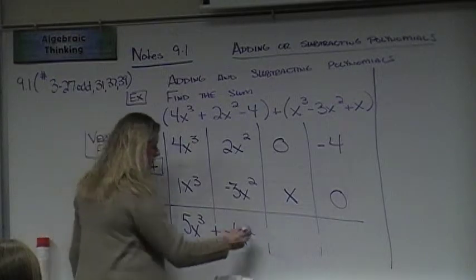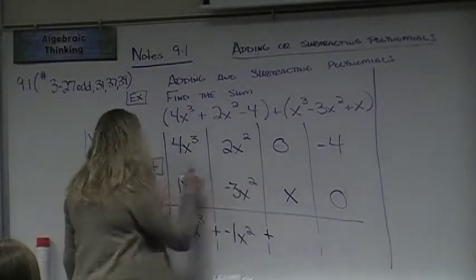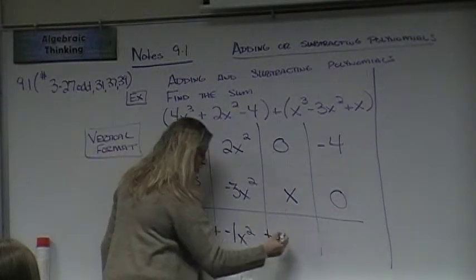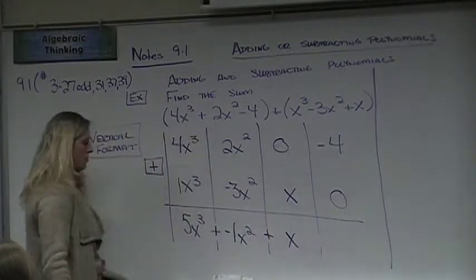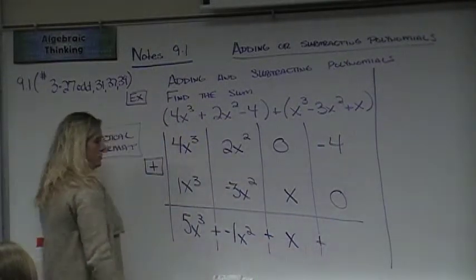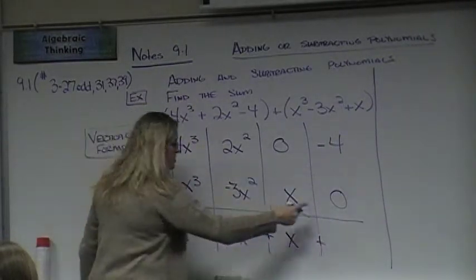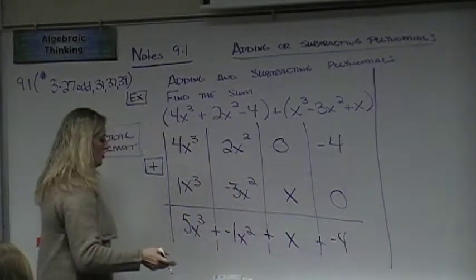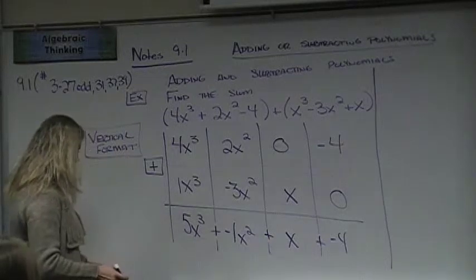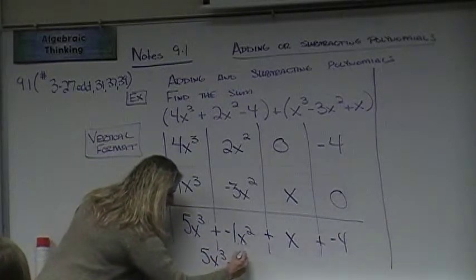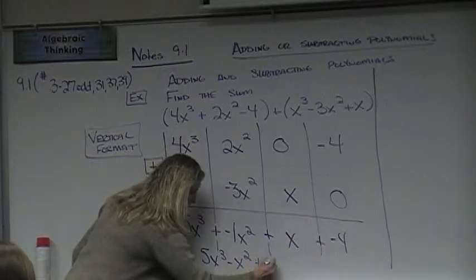Okay? Plus, what's 0 plus x? Or 0x plus x? Obviously just x, right? Or 1x if you want to put a 1 there. Plus, what's -4 plus 0? -4. Okay, now I'm going to write down what the book would have as an answer underneath it, just so you know. That's going to be 5x cubed minus x squared plus x minus 4.